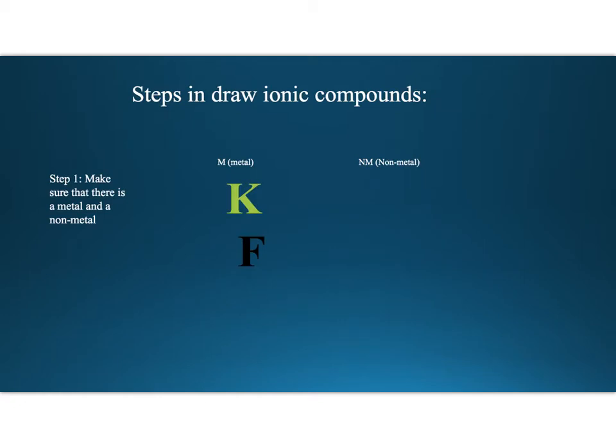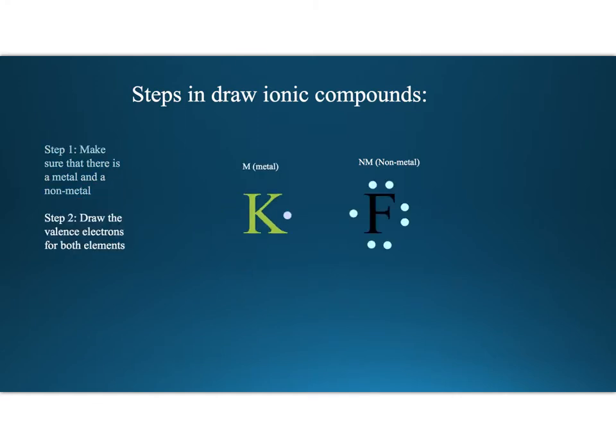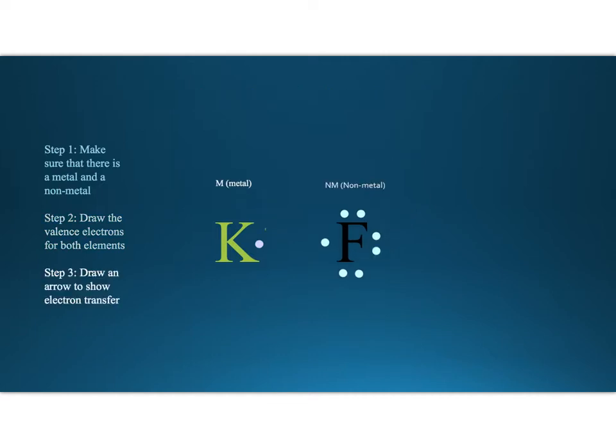So what are the steps to draw ionic compounds? First, you want to make sure that it's a metal and a nonmetal, and you can look that up on the periodic table. The second step is to draw the valence electrons for both elements, and if you remember, in our previous video we talked about how to identify valence electrons using the periodic table. So we know potassium has 1, and fluorine has 2, 4, 6, 7 around it. Potassium is a metal, and fluorine is a nonmetal.